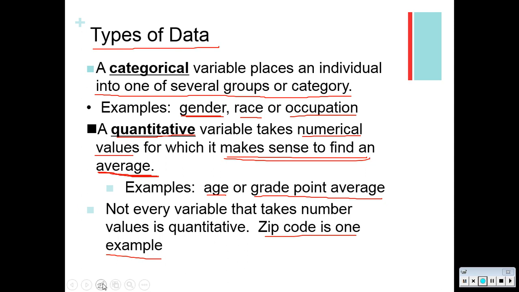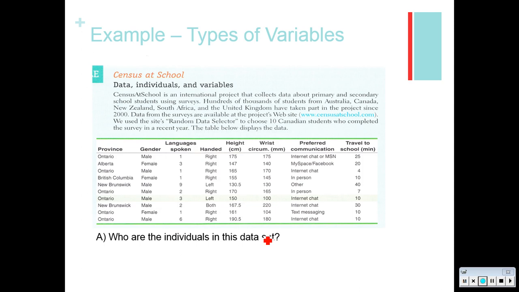So an example here, and this has to do with a census at a school. It says data, individuals, and variables. Census at School is an international project that collects data about primary and secondary school students using surveys. Hundreds of thousands of students from Australia, Canada, New Zealand, South Africa, and the United Kingdom have taken part in the project since 2000.